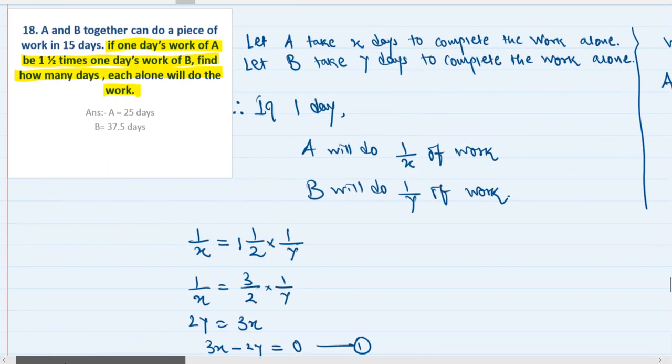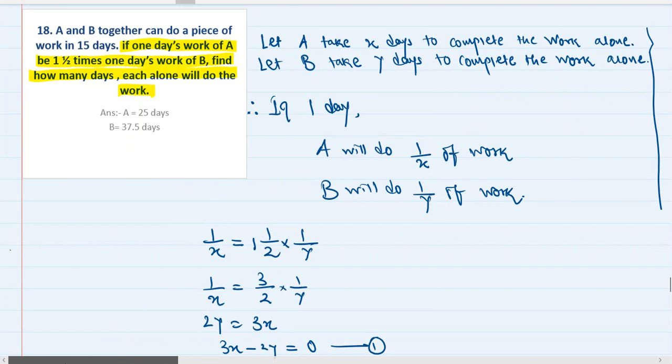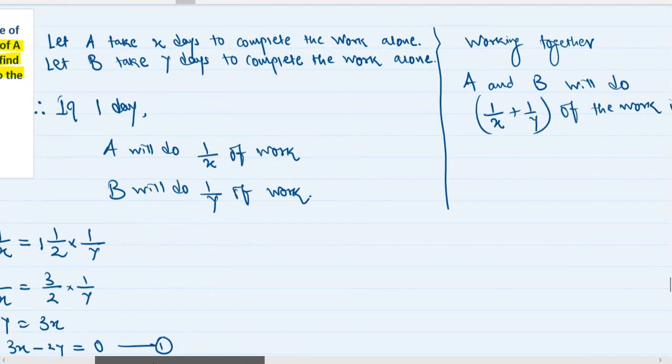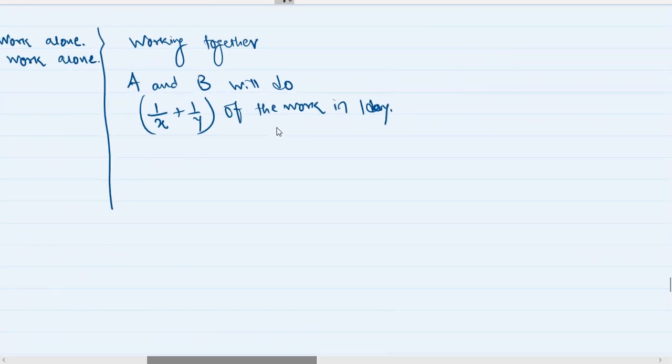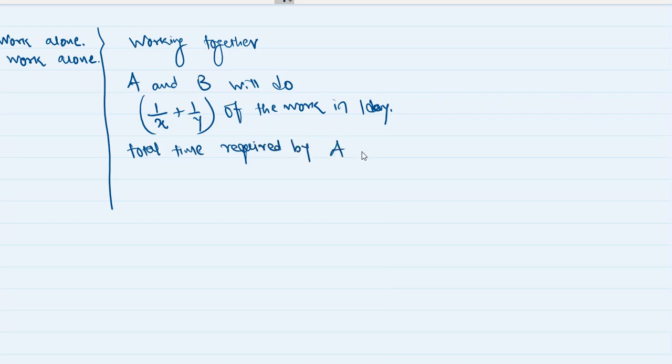And what they are saying in the question is A and B together can do a piece of work in 15 days. A and B together can do the work in 15 days. See, in 1 day, they are doing 1 upon x plus 1 upon y of the work. Okay. Total time required by A and B to complete the work together is equal to 15 days.